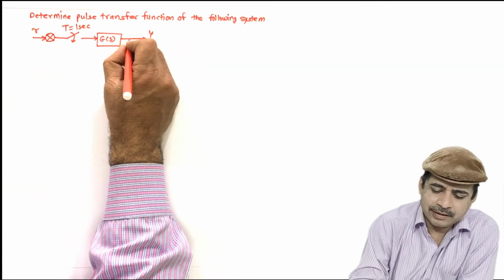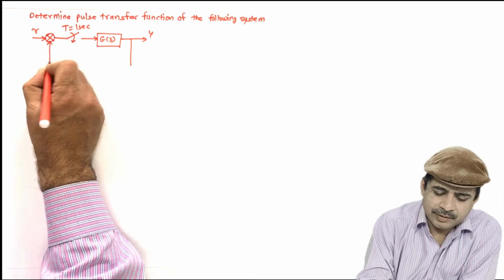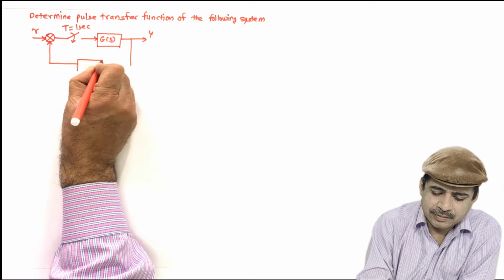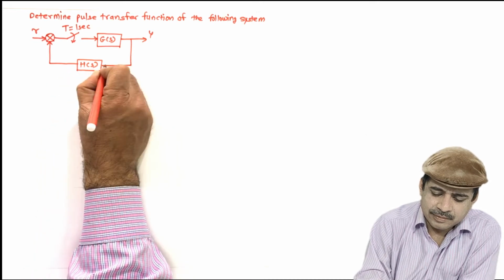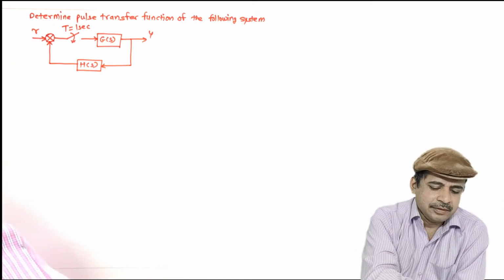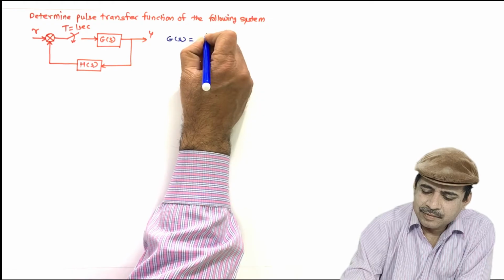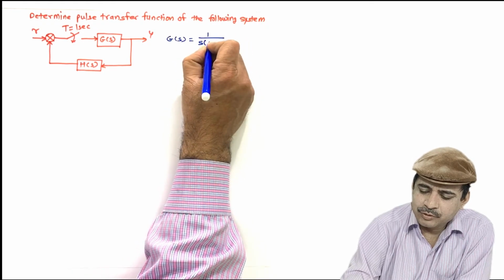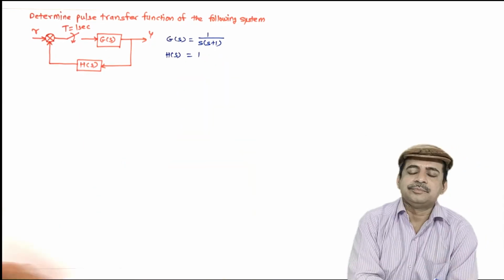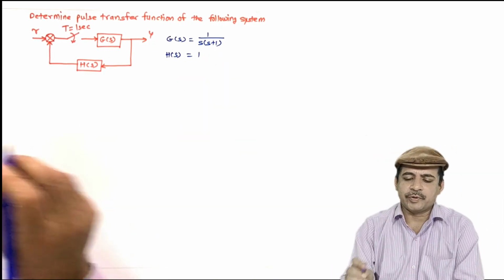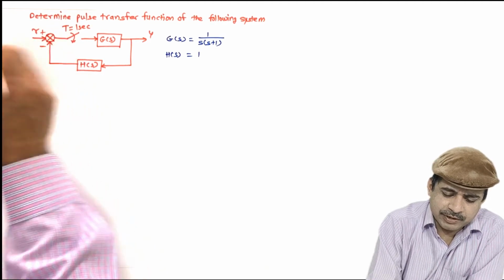Y, R, and let us take feedback. And G of S is given as 1 upon S into (S plus 1), and H of S is equal to 1. This is given, and we have to find out the pulse transfer function. And this is negative feedback.